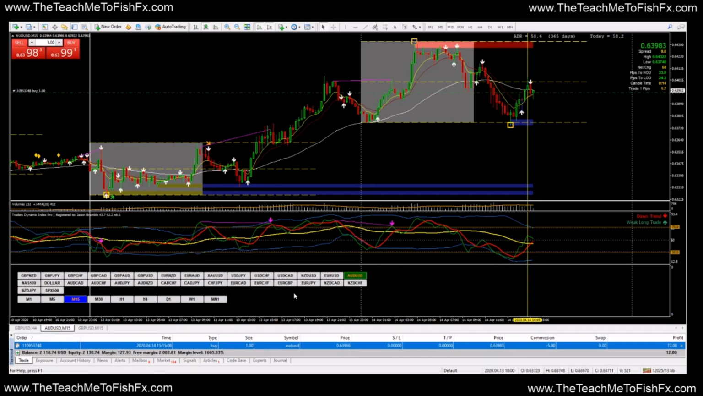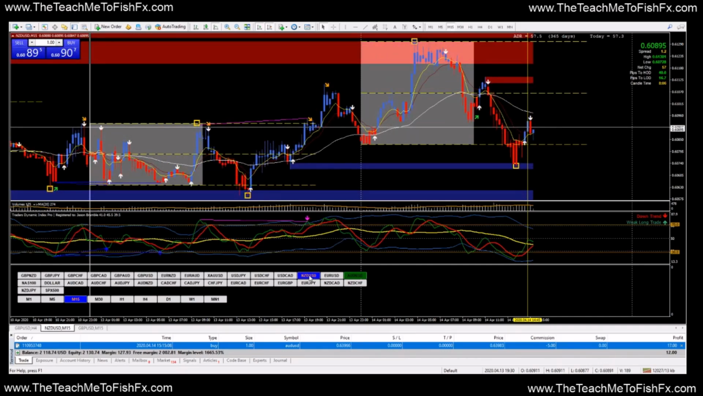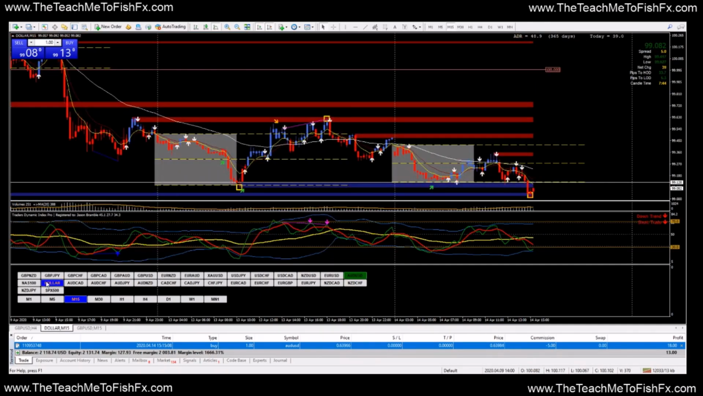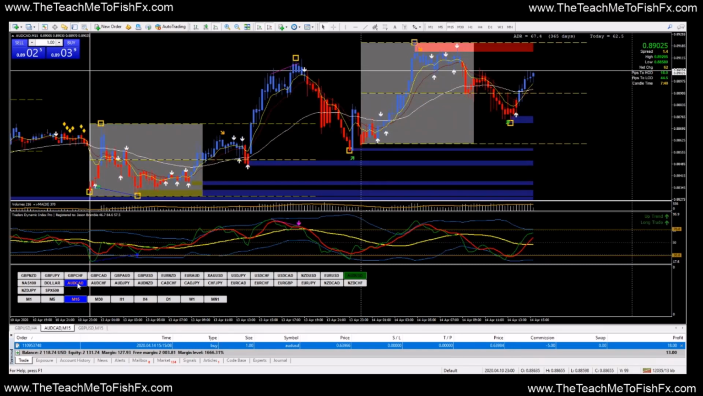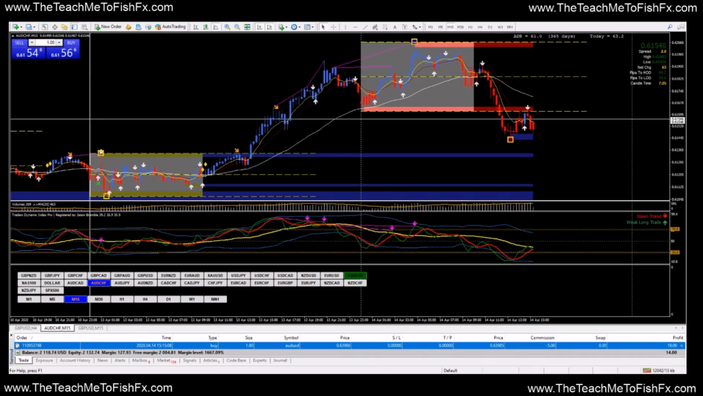Let's see. All right, $16 in profit, NZD USD. We want to take a look at that as well. Let me get rid of this. Take a look at the dollar index. Dollar index is still working. Aussie CAD. Let's see. It's too late for that. Aussie CAD. Aussie Swiss.